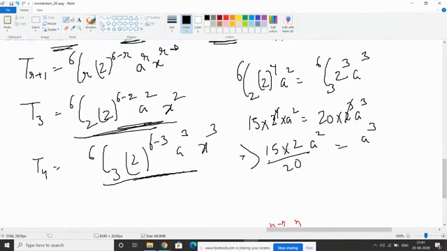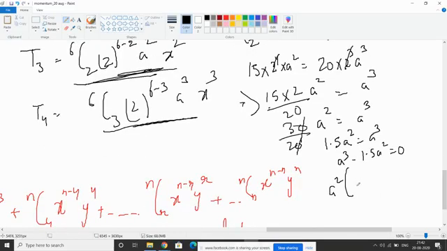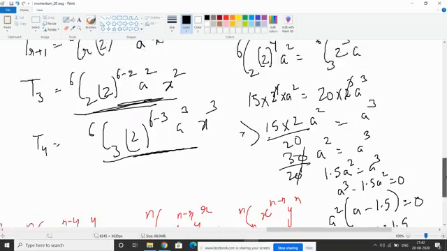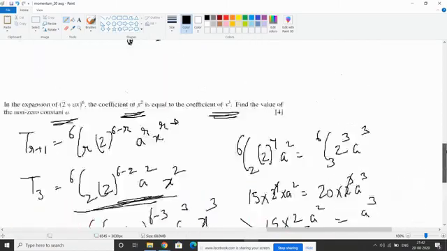Okay, so 15 into 2 is 30. 30 divided by 20, so you will get 3 over 2, which is 1.5. A square is equal to a cube. Okay, so a cube minus 1.5 a square equals 0. A square we can take common, so a square times (a minus 1.5). So a can be 0, or here they have given that a is non-zero constant. We don't have to find a is 0, so a has to be equal to 1.5. Okay, that's the answer. It's a non-zero value.